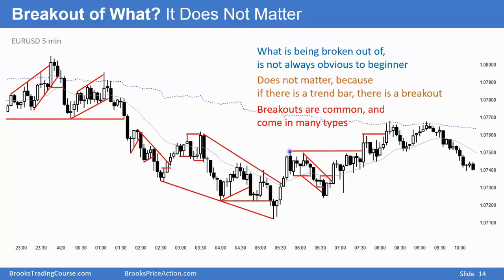Wedge rally, 3 pushes up, 1, 2, 3. Other ways to count it, 1, 2, 3. In any case, it's a bull channel, and this is a break below the bull channel. Did not get very far. Now we have a bear channel, a bull flag, and this is a breakout above it.